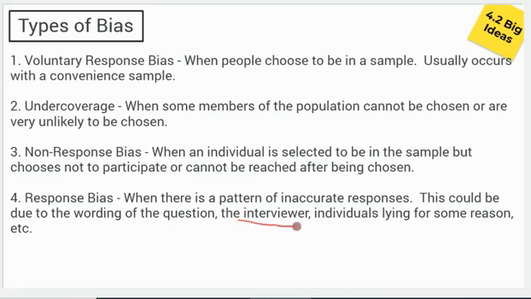Maybe the interviewer themselves is causing people to give inaccurate responses. Maybe individuals are deciding to lie about their response for some reason. Whatever it may be, if someone is giving inaccurate responses, whether it's because of the wording of the question, the interviewer themselves, or they decide to lie for some reason, that is called response bias.